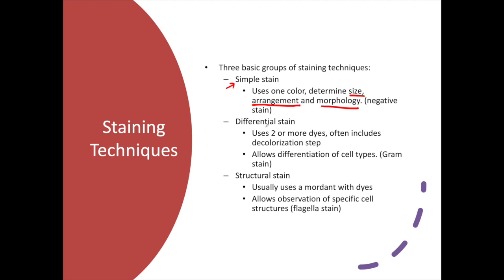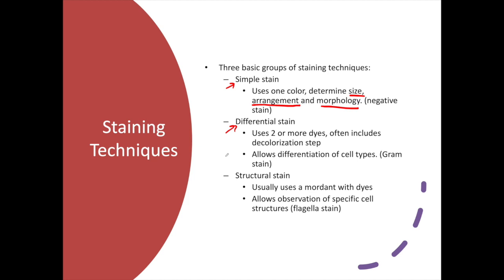Now with a differential stain, we're going to use two or more different colors, because one type of cell is going to stain one color, a different cell will stain a different color, and we're going to stain them based on some kind of characteristic. That's going to allow us to tell the difference between them.